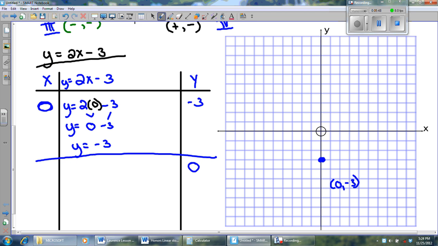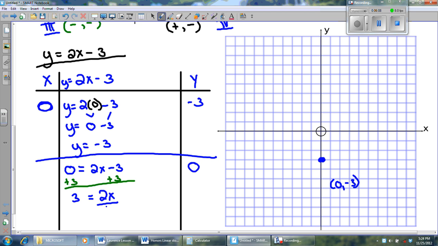I'm going to put 0 in for y, and I'm going to get 0 equals 2x minus 3. I'm going to solve for x, just a two-step equation, which we just finished. You guys should be pretty good at these by now. And I'm going to get 2x equals 3.